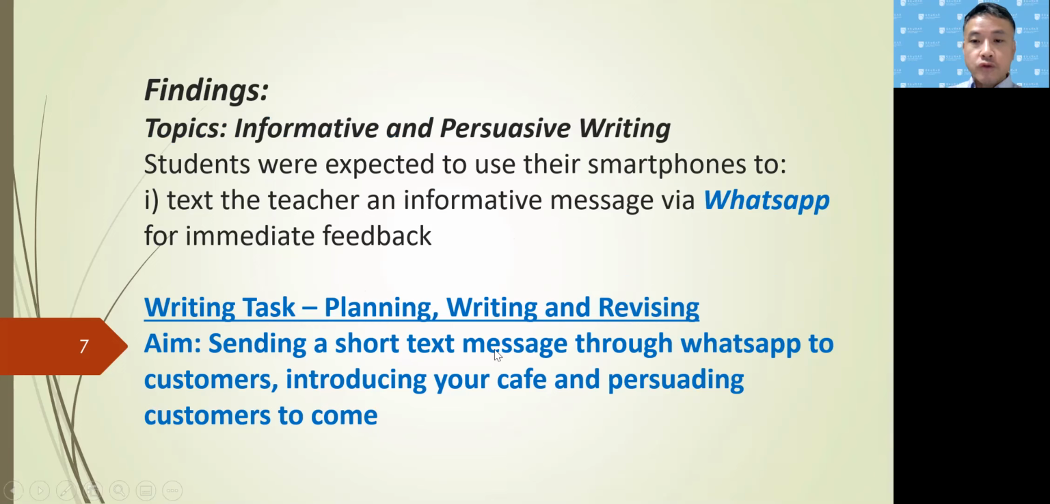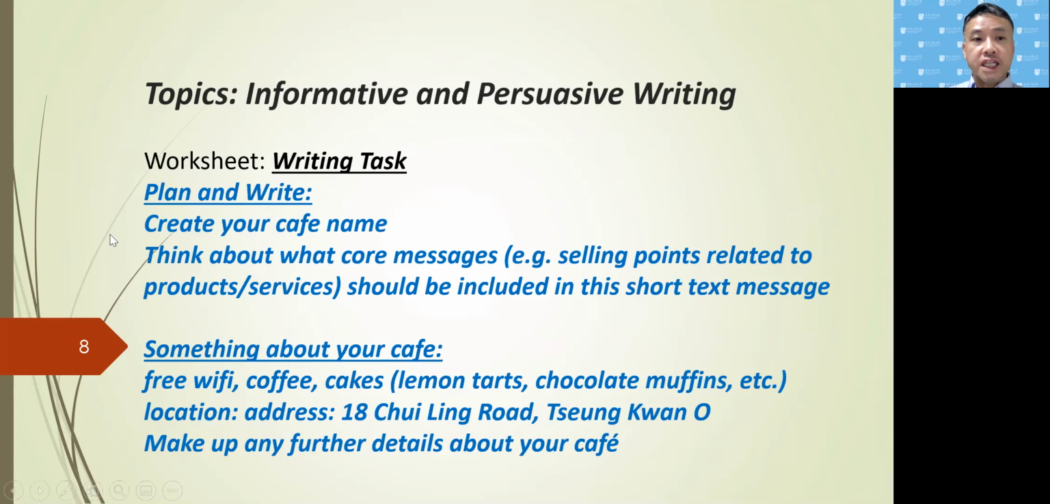This task is basically planning, writing, and revising. Send a short text message through WhatsApp to customers, like the teacher. Introduce a cafe, for example, and persuade the client or customers to come. So students are expected to use WhatsApp and then send that message out. Now I prepare a worksheet for writing tasks like this, for example, where students are asked to think about creating a cafe name as a company name, and think about what core messages to include in the text. For example, what's the selling point? What should be included? And then, of course, I provide some vocabulary about a cafe, like lemon tart, chocolate muffins, coffee, free Wi-Fi, and of course, the location of the cafe.